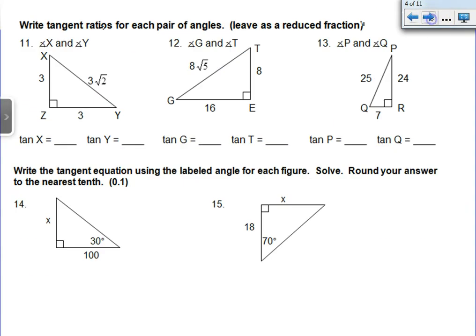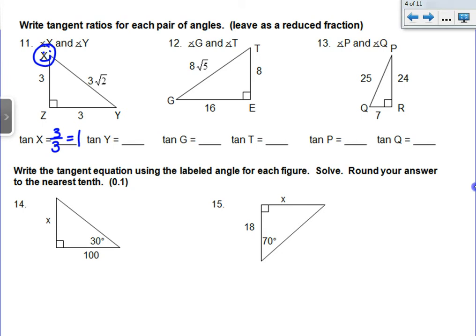Okay, we're going to set up our tangent ratios, and we're going to go from the opposite angles. So first we're going to set it up at x. So remember, tangent is opposite over adjacent, so it'd be 3 over 3. Now since this is a ratio, if it does reduce, you want to reduce it. So this is actually a ratio of 1.